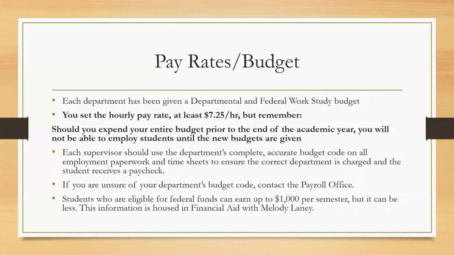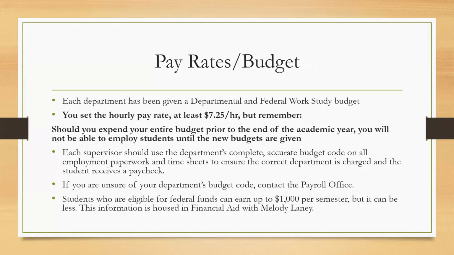Pay rates and budget. Each department has been given a departmental and a federal work-study budget. If you're not sure what your budget is, go to your direct supervisor. You will set the hourly pay rate for your student, which must be at least $7.25 an hour. And remember, should you expend your entire budget prior to the end of the academic year, you will not be able to employ students until new budgets are given.